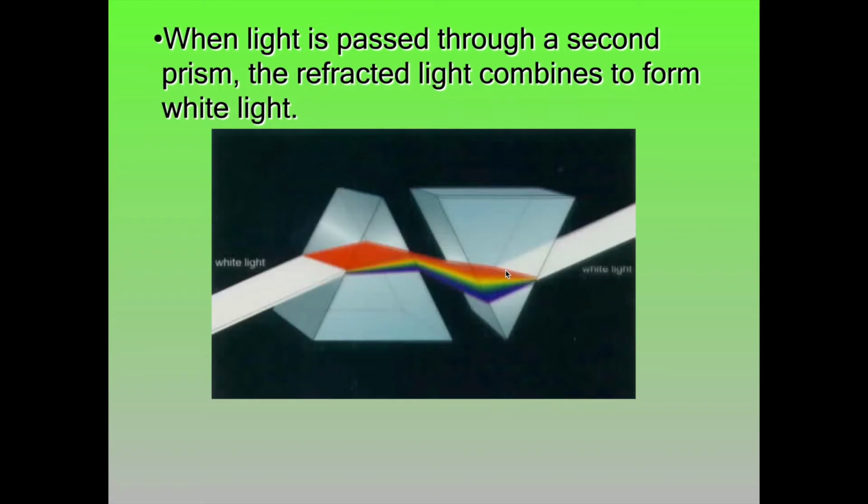Now, what do you think would happen if I took a prism and just put it in front of the different colors of light, like this red here, for example? If I just put a prism in front of only the red light, what would happen? Would it stay as just red light? Would it make some new color? Would it combine with other ones to make white light? What do you think would happen?